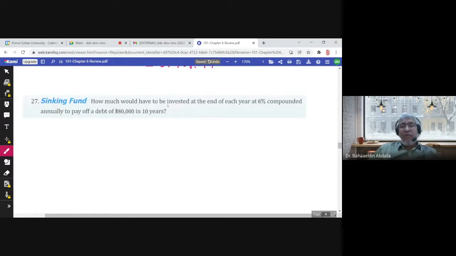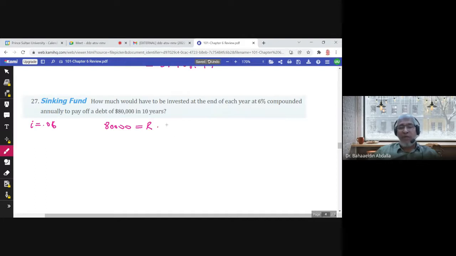How much would have to be invested at the end of each year, 6% compounded annually, to pay off a debt of 80,000 in 10 years? So there is a debt of 80,000, okay? And so that's the future value given. And in 10 years, we need to pay this debt. So how much would have to be invested at the end of each year now? So what would be the deposits now? That's R, okay, at the end of each year.